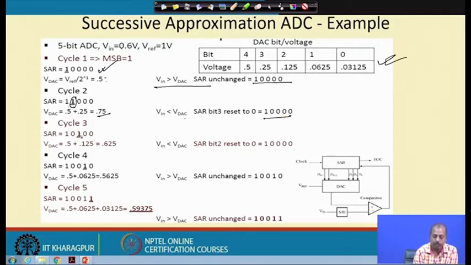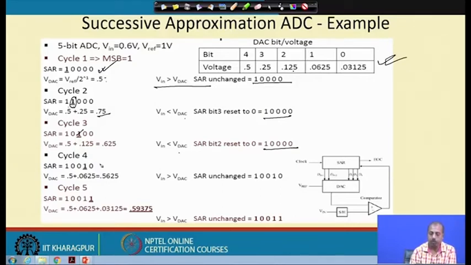Then we come to the third bit. So, the third bit is turned 1 and the third bit's contribution is 0.125. So, 0.125 is added, so it becomes 0.625. Again V in happens to be less than VDAC. So, this bit will be reset. So, we again remain at this position.